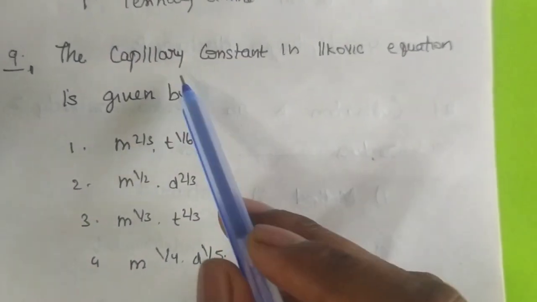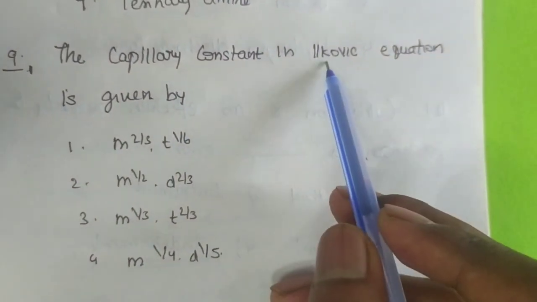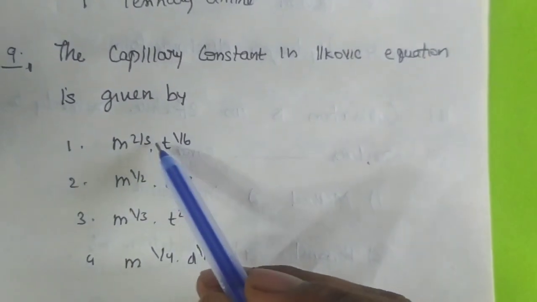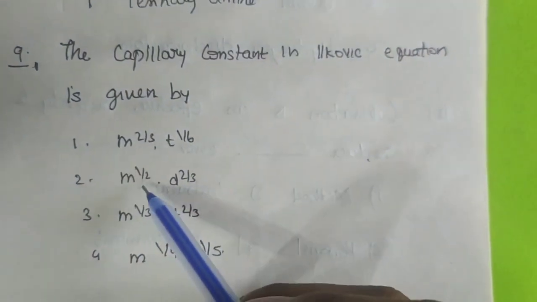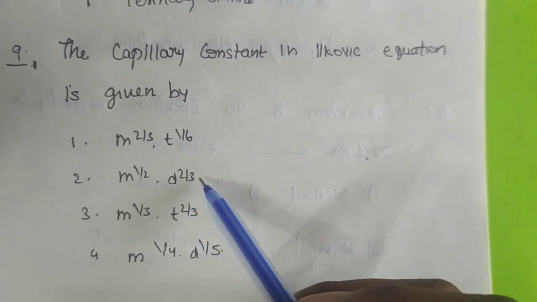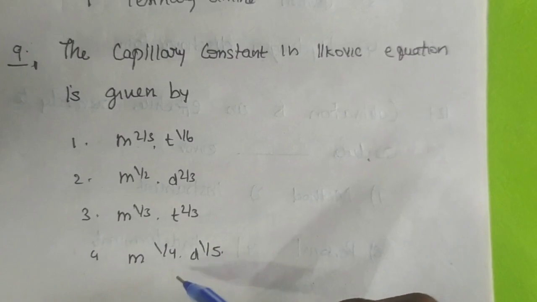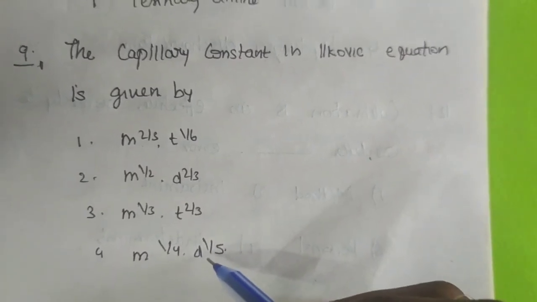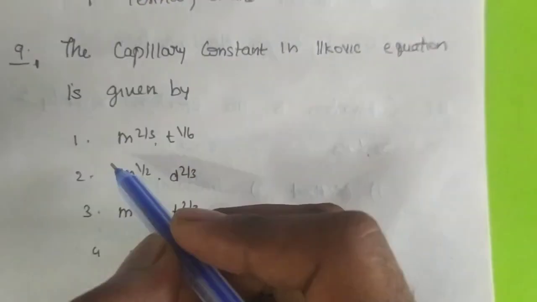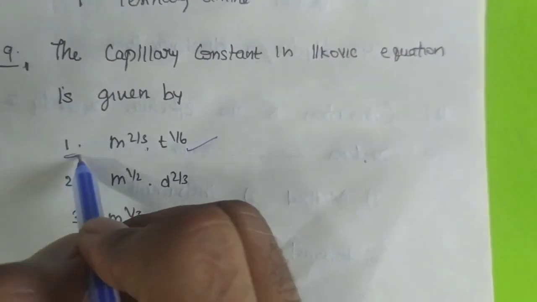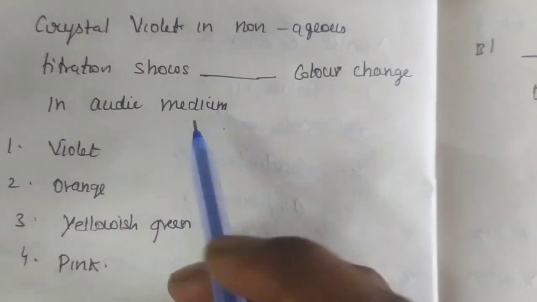Question number 9. The capillary constant in the Ilkovic equation is given by. Options are m^(2/3) t^(1/6), m^(1/2), d^(2/3), m^(1/3), t^(2/3), m^(1/4), d^(1/6). The answer is m^(2/3) t^(1/6), option number 1.